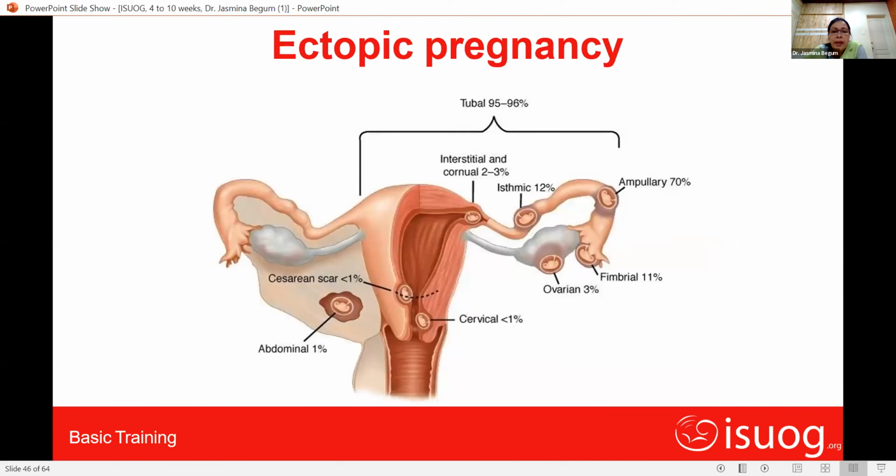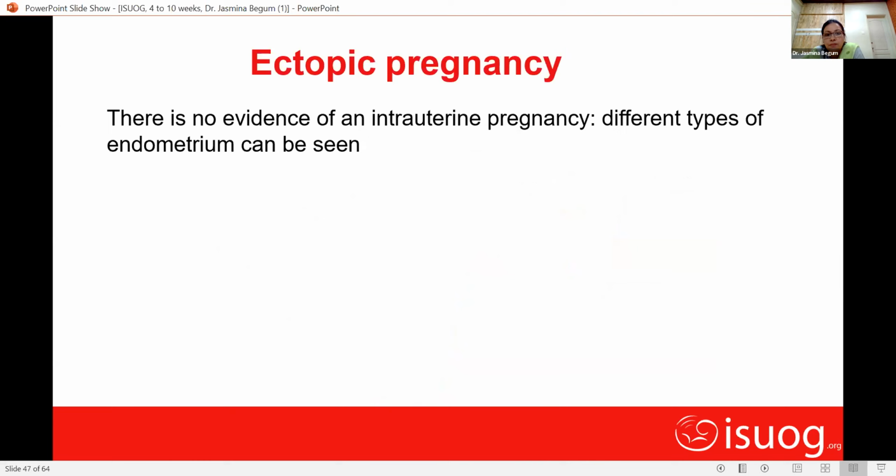Now we'll move on to abnormal pregnancy and its ultrasound features, that is ectopic pregnancy and molar pregnancy. As you all know, the common location of ectopic pregnancy is tubal. In 95 to 96% of cases, you will have tubal ectopic pregnancy. In 3%, you will have ovarian ectopic. In less than 1%, you will get cervical ectopic, and the incidence of cesarean scar ectopic is less than 1%, and abdominal ectopic is 1%.